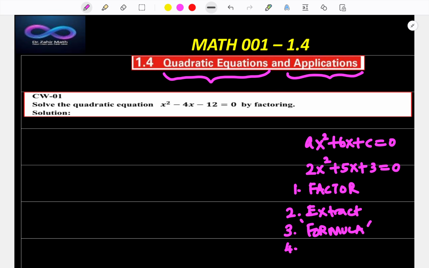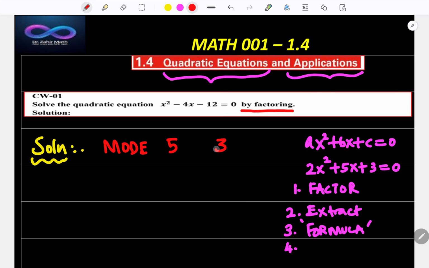Let's start exercise 1.4. Solve the quadratic equation x to the power of 2 minus 4x minus 12 equal to 0. We are going to do the solution by factoring. Just underline the words by factoring. We already studied this type of thing in the previous exercises. So take your calculator, everybody, mode 5 and then 3. Press A equals 1, B equals minus 4, C equals minus 12. What is A? In Arabic, mu'amal x square. What is B? Mu'amal x. What is C? Rakam. So don't forget this minus.